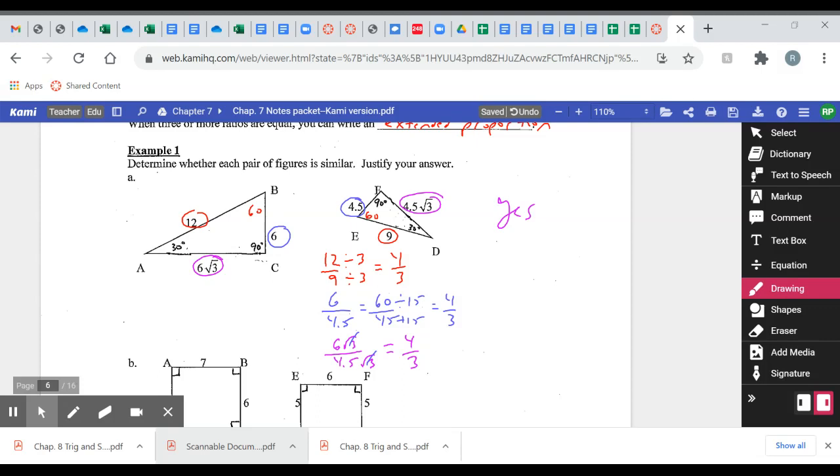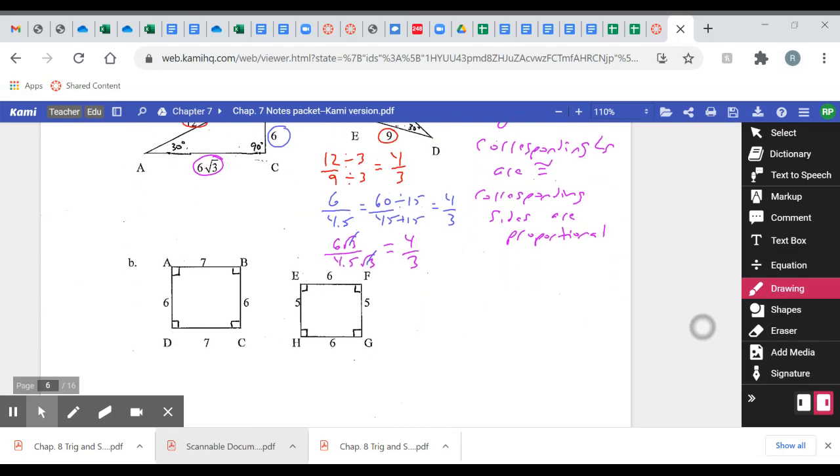And the reason that I could justify it, I could say, corresponding angles are congruent and corresponding sides are proportional. Okay, moving on to the next one.